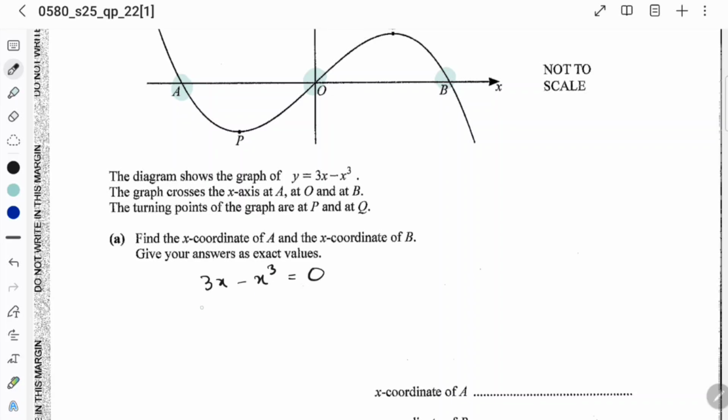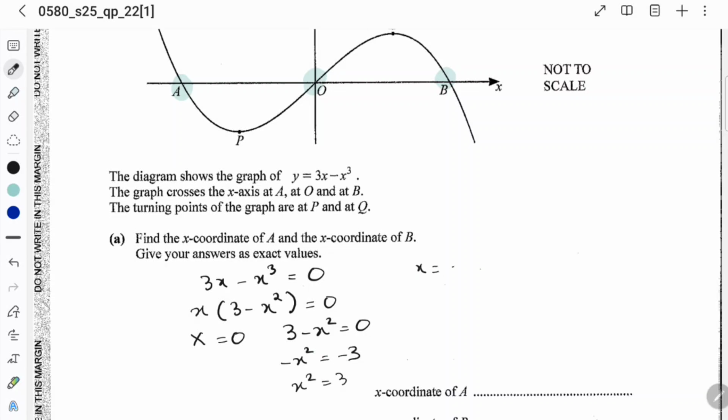Alright, so taking x common, x(3 minus x square) is equal to 0. Either x equals 0 or 3 minus x square is equal to 0. So minus x square is equal to minus 3, x square is equal to 3, then x is equal to plus minus square root 3. So the first coordinate is square root 3 comma 0, the other coordinate is minus square root 3 comma 0, and the other coordinate is 0 comma 0.